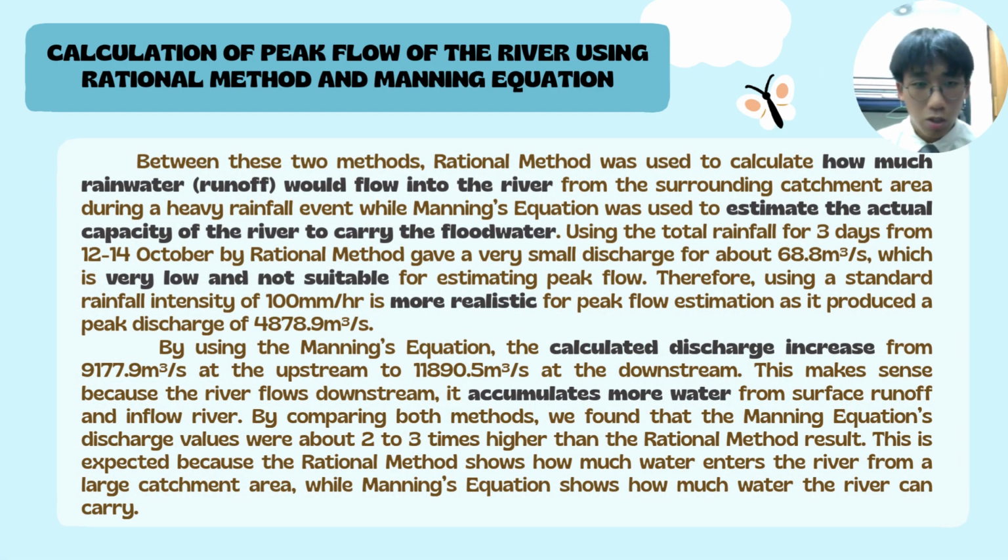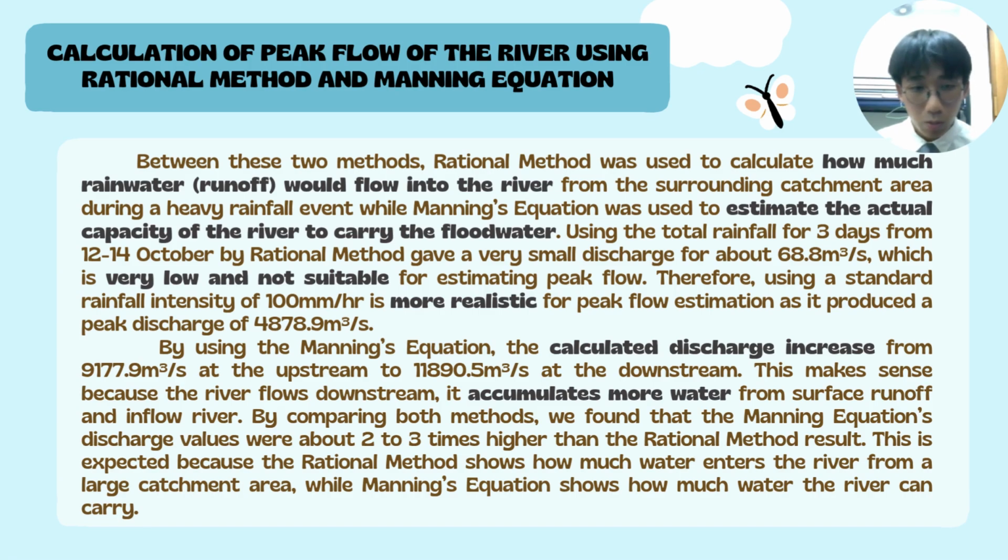So basically, the rational method is used to calculate how much rainwater would flow into the river, while the Manning's equation was used to estimate the actual capacity of river to carry the floodwater. So we have used the rational method to calculate the 3 days of our peak flow, but it gives a very small discharge, which is very low and not suitable. So we have used the standard of 100 mm per hour rainfall intensity, which is more realistic and give a normal peak flow. For the Manning's equation, we have calculated the discharge increased from the upstream to downstream. This is because of the accumulation of the water and it gives a peak discharge in the downstream.